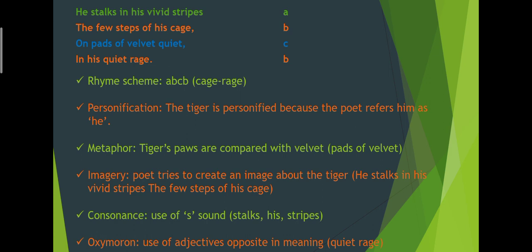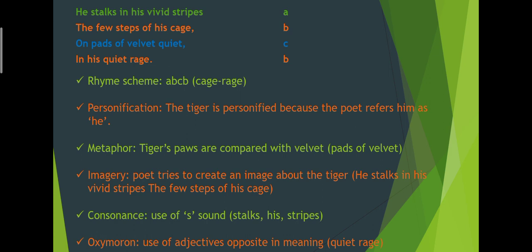Personification means any object or an animal which is personified, means compared with the qualities of a human being, then we call it as personification. That means the object or the animal are represented by the human qualities or with the human names. For example, generally animals, when we refer them as it. But in this poem, the poet had mentioned the tiger as he. That means the poet has personified tiger as a male human being. So that's the reason he mentioned as he. So the tiger is personified here.